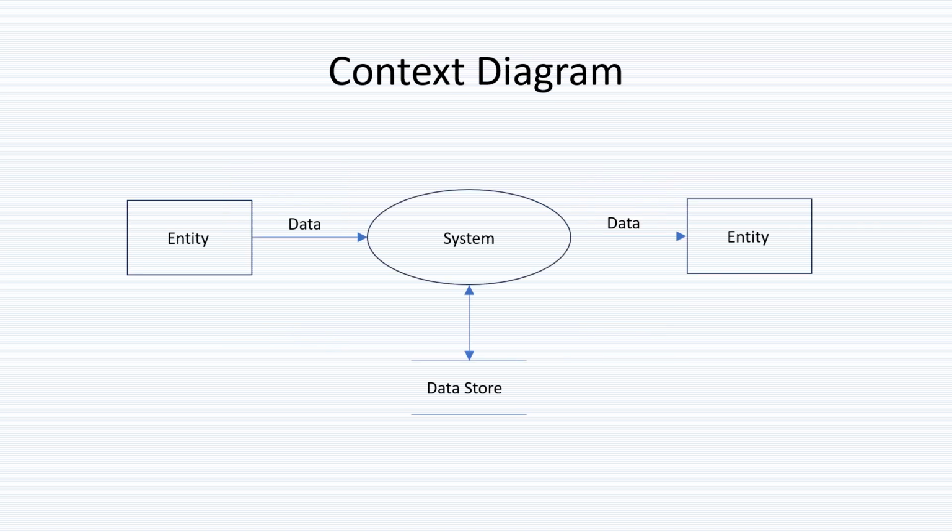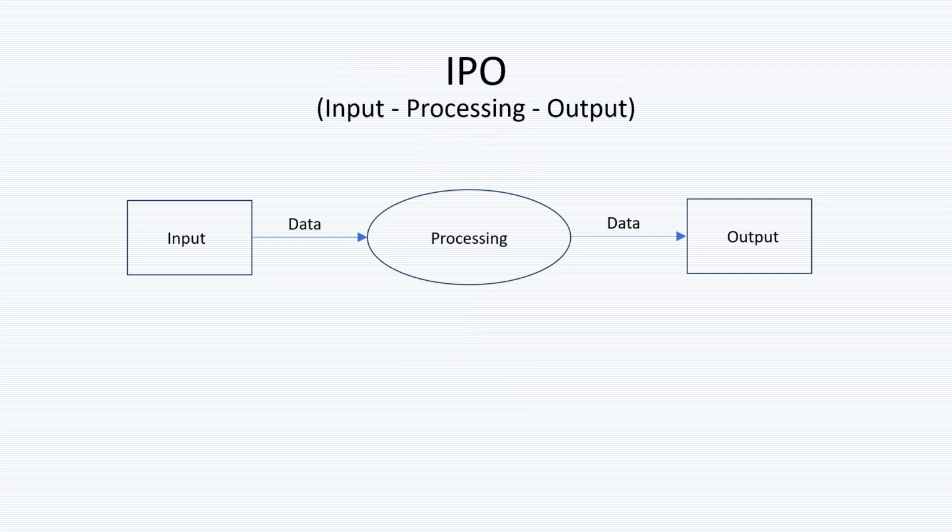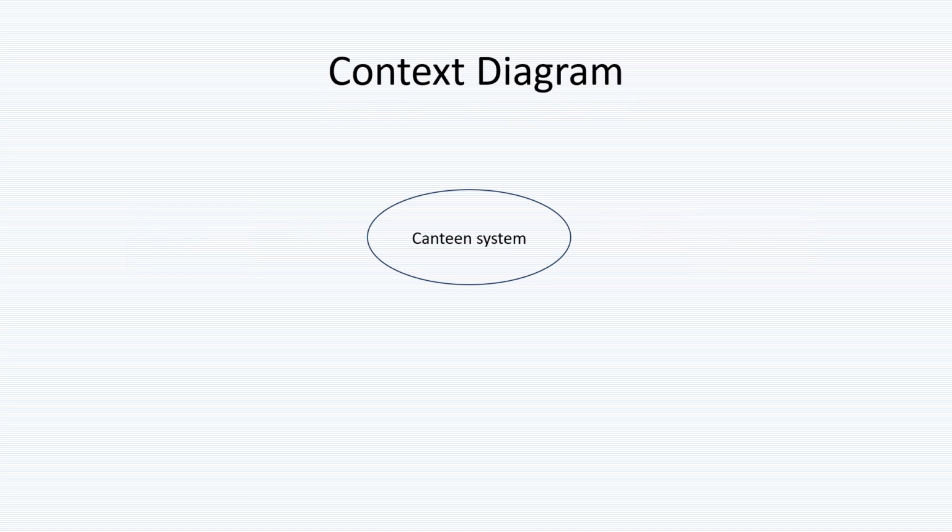The context diagram is the most basic DFD, sometimes called a DFD0, though I note that section C of the 2022 paper referred to the more complex DFD as a DFD0. It's very similar to an IPO or input processing output diagram. Note though that the context diagram can have many entities feeding it and consuming the output data.